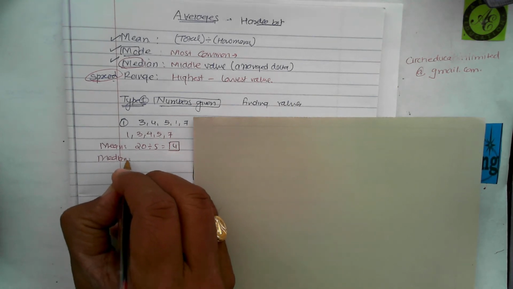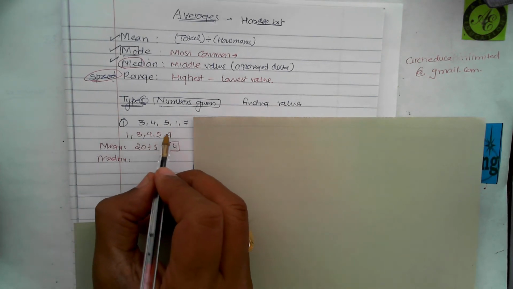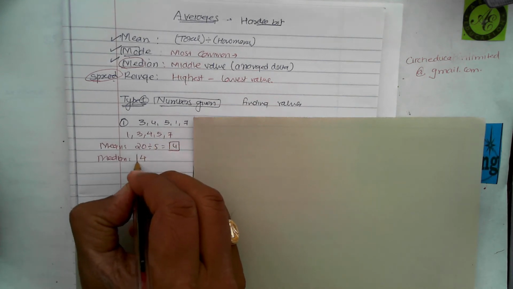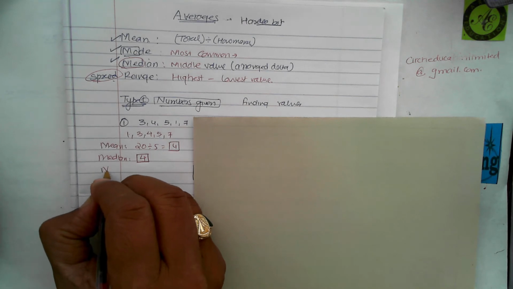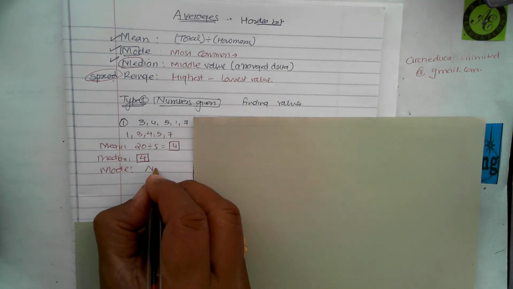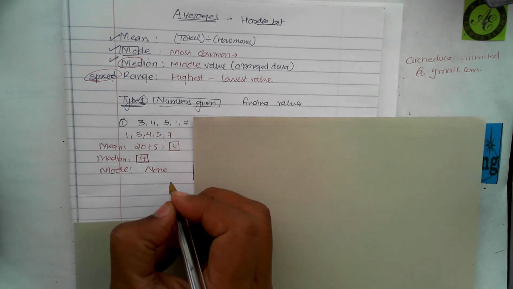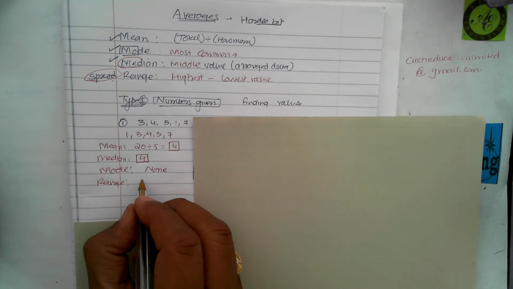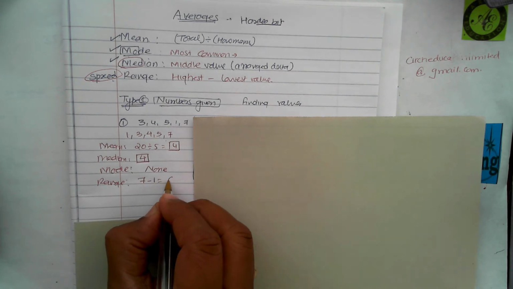Median is, guys, we look at the middle value: 1 from the top, 1 from the end, 1 from the top, 1 from the end. You can see in the middle is 4. And the mode is the most common. Unfortunately, there is none, so we write none as the mode, not 0. Really important. And the range is the highest take away the smallest, 7 take away 1 is 6.